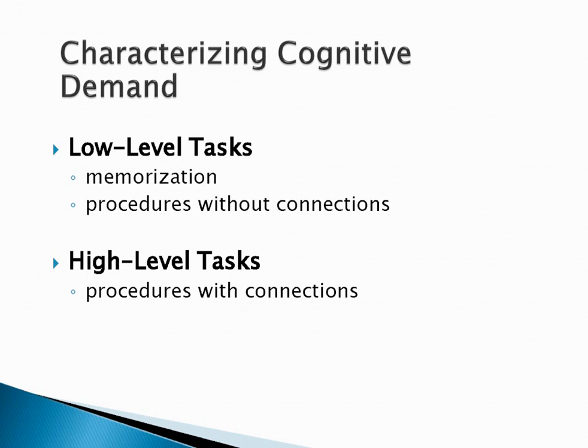Another type of high-level task involves what is called doing mathematics. When students do mathematics, they are actively involved in exploring, investigating, modeling, conjecturing, and verifying. Doing mathematics requires complex and non-algorithmic thinking. Let's take a look at tasks that illustrate these four types of cognitive demand.